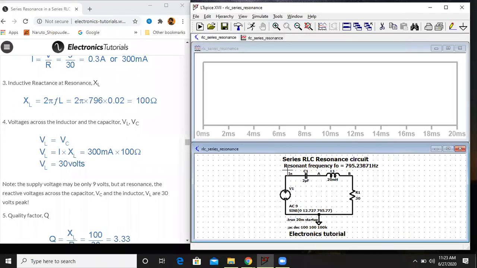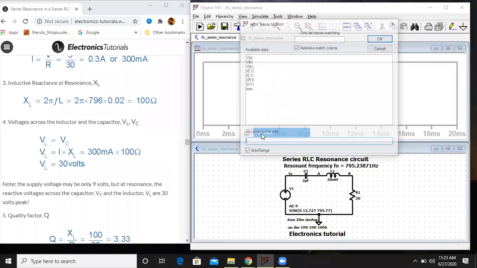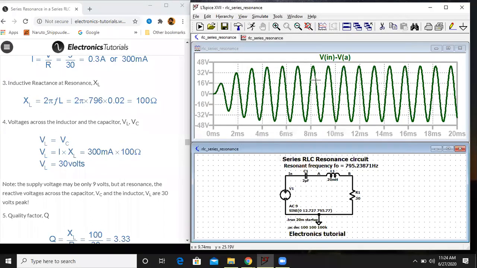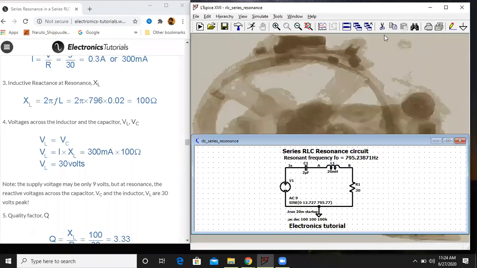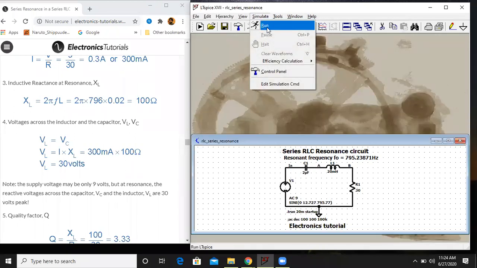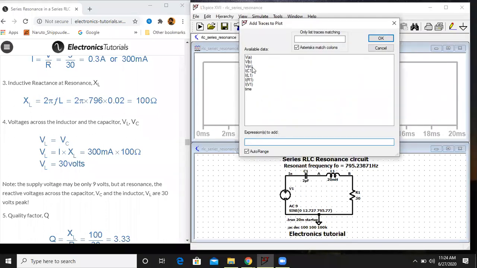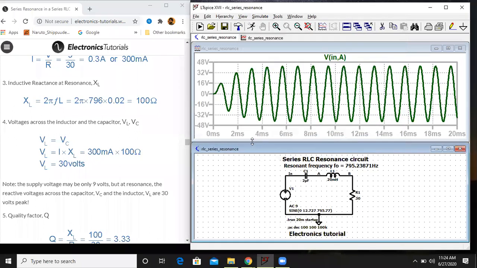So again I repeat once again. Run. I'm measuring the voltage across the capacitor. So what I want is V of n minus V of a. You can write it like this also, V of n minus V of a, and click on OK. This will also give me the same waveform. Or I can write it this way also. Simulate, run, V of n comma a. That also means the same.